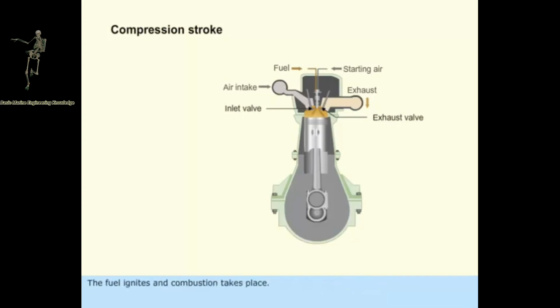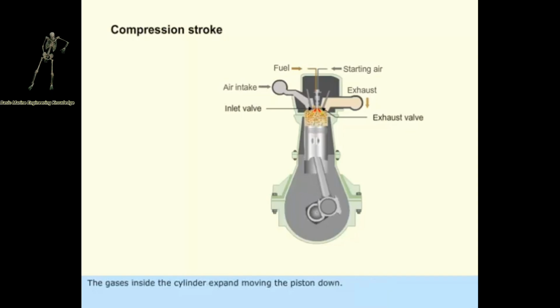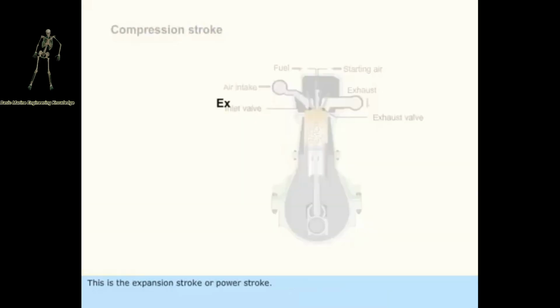The fuel ignites and combustion takes place. The pressure and temperature inside the cylinder rise during combustion. The gases inside the cylinder expand, moving the piston down. This is the expansion stroke or power stroke.